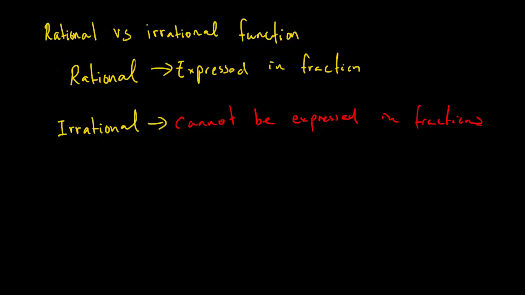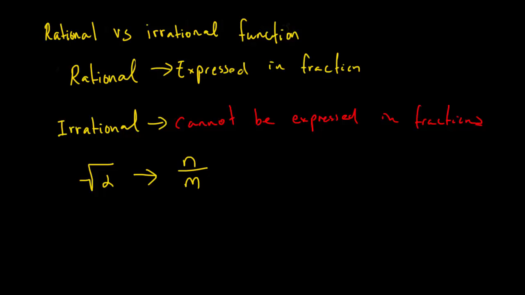So an example of an irrational function or irrational number would be, for example, the square root of 2, okay? Because for the square root of 2, you cannot express that in a fraction. So you can't express it in this form, where m and n are real numbers.